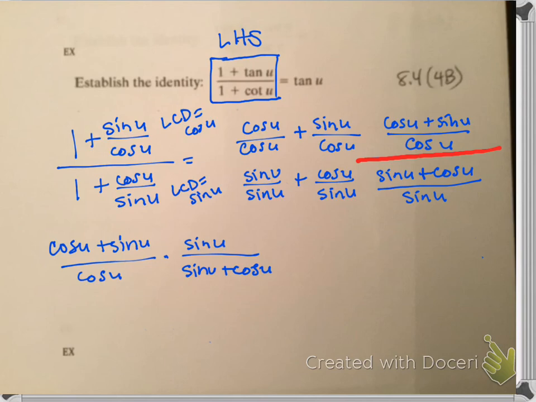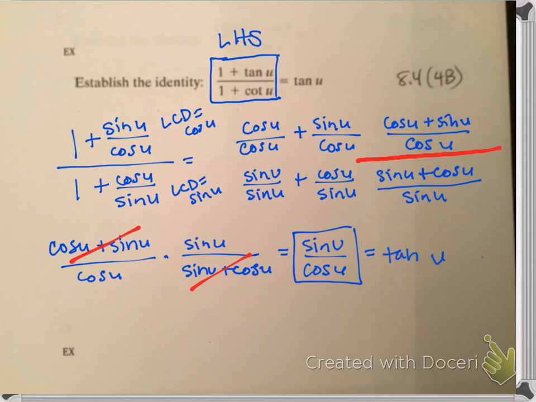So cosine u plus sine u is the same thing as sine u plus cosine u. All we've done is change the order. So I can go ahead and cancel those two binomials out. And when I do that, I get sine u over cosine u. Okay, we're getting somewhere because by definition, sine over cosine is tangent u. So now I took the left-hand side, and now I have the right.